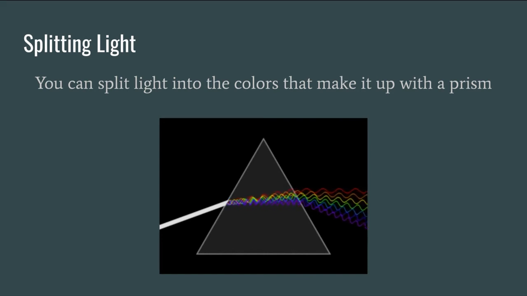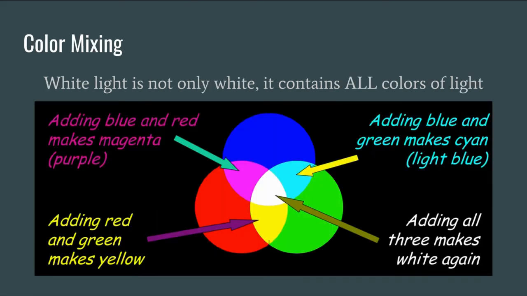I really like this GIF in particular too, because if you notice when the waves are coming out, you can see that the purple has the smallest wavelength and red has the bigger wavelength. So that's pretty neat too. Again, white light is not only white, but it contains all colors of light.